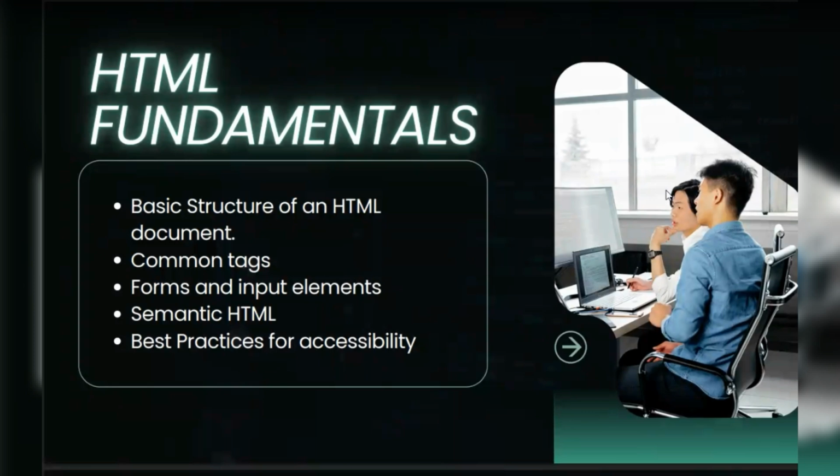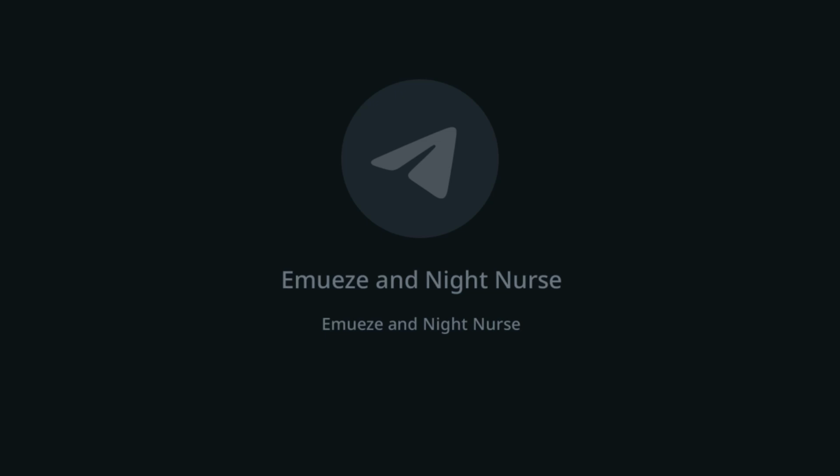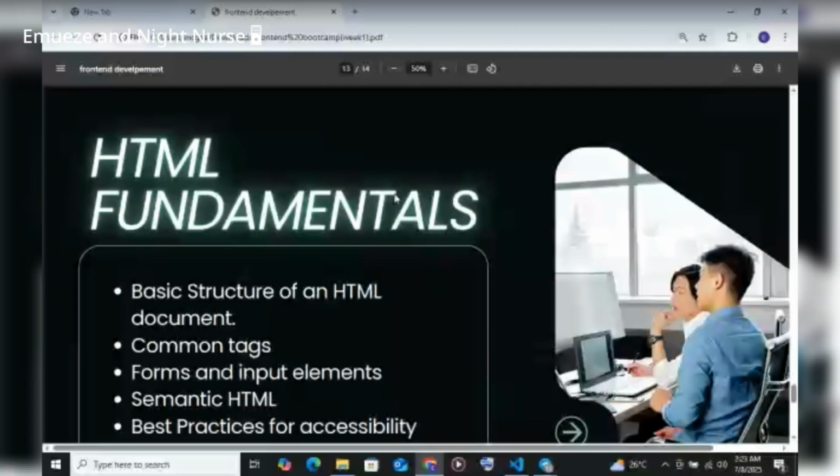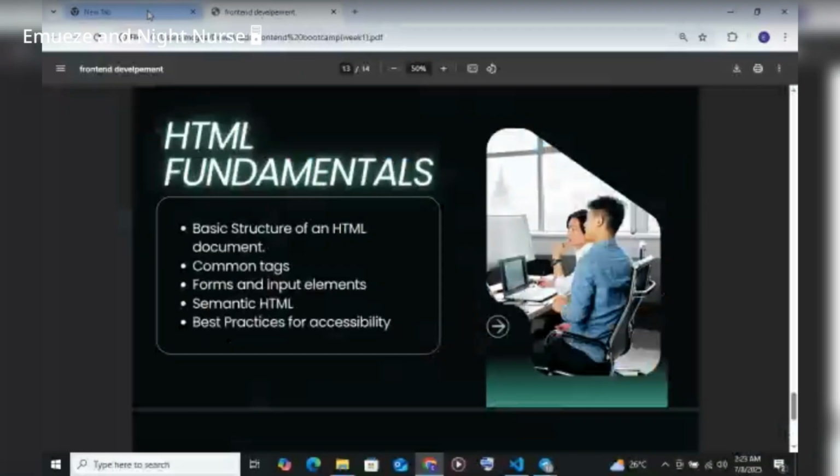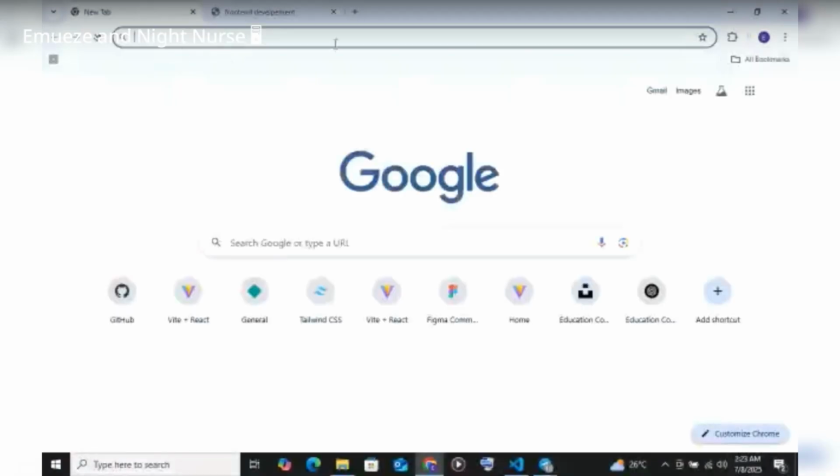Now, we've seen that. Before we dive into fundamentals of HTML, where we'll be looking at the basic structure of an HTML document, common tags, forms and inputs, semantic HTML, and best practices for accessibility, let's quickly see how we can install Git on our PC, because we need Git before we can use GitHub.